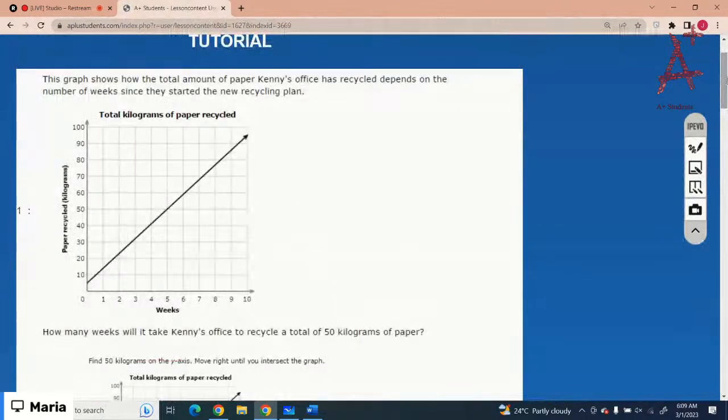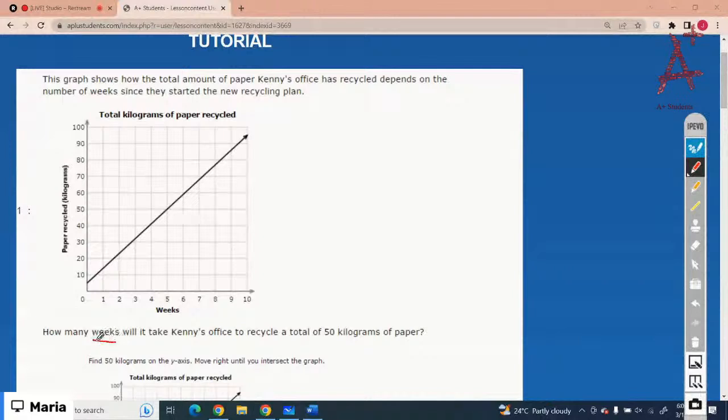The graph shows how the total amount of paper Kenny's office has recycled depends on the number of weeks since they started the new recycling plan. How many weeks will it take Kenny's office to recycle a total of 50 kilograms of paper? You just have to match the values. Here you have paper recycled in kilograms and here you have weeks. So just match the 50 and calculate the weeks.